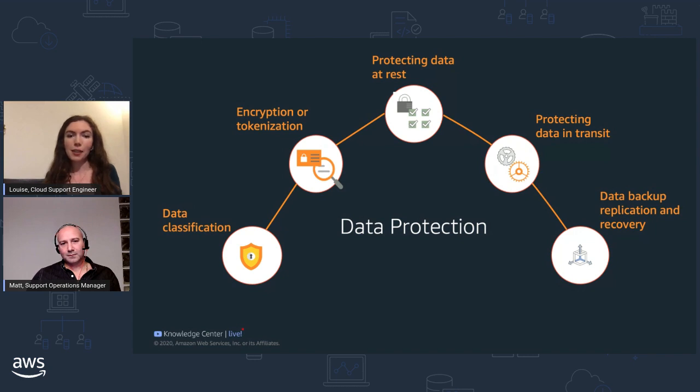Oh, and lastly, data backup, replication, and recovery. So the key AWS services that support data backup, replication, and recovery would be S3 and EBS. Some of the functionalities offered by S3 that make it good for data backup, replication, and recovery are, we have cross-region replication.